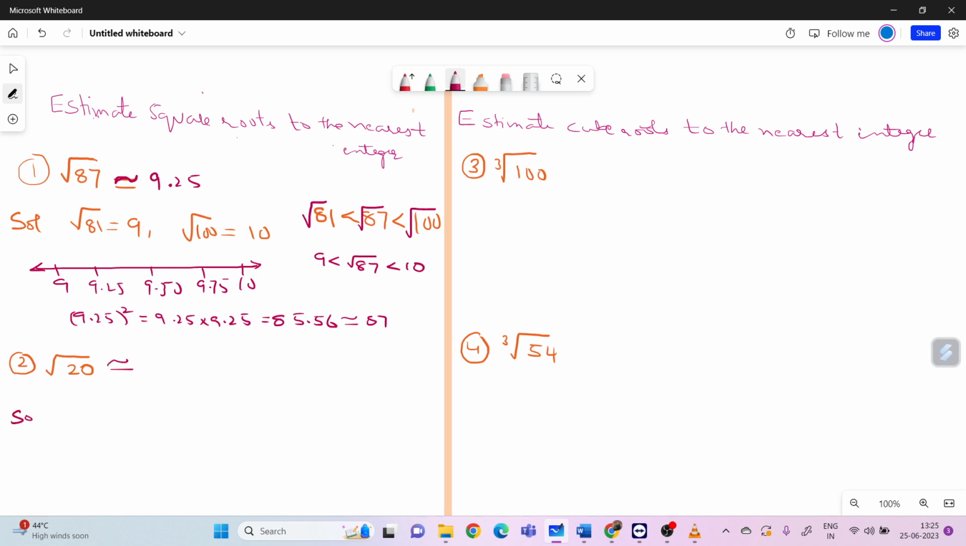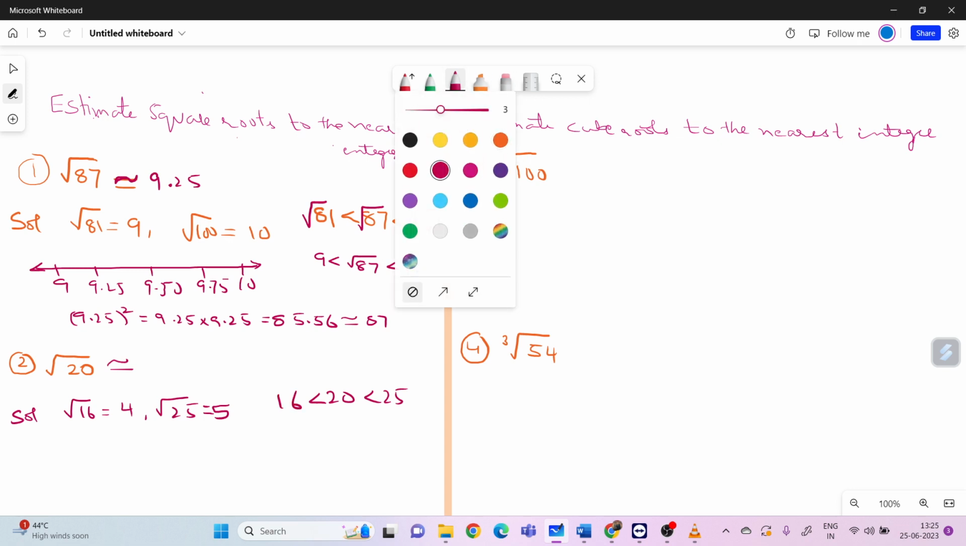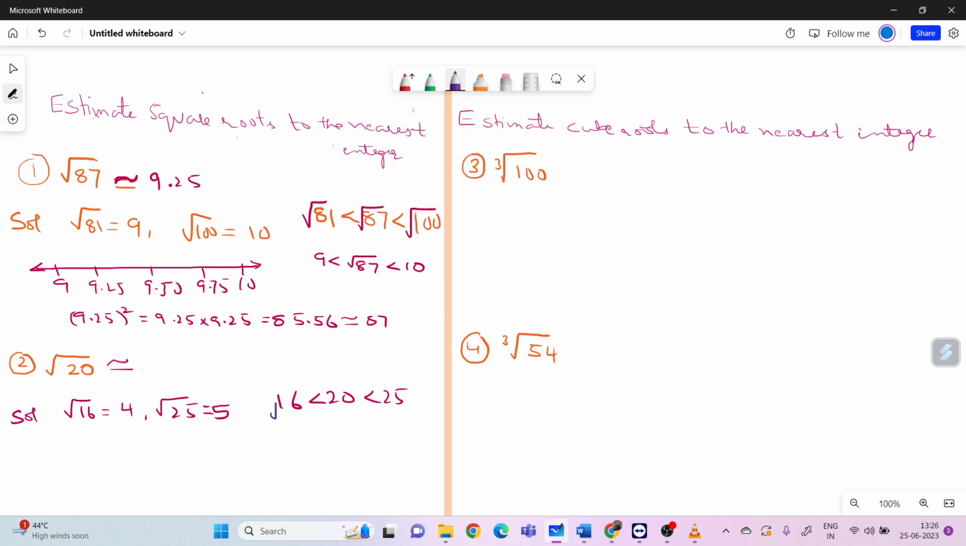And we know that square root of 16 is 4 and square root of 25 is 5. Now we know this 20 lies between 16 and 25. So square root of 16 is 4, less than square root of 20, less than 5. That means it lies between 4 and 5. So now draw the scale.